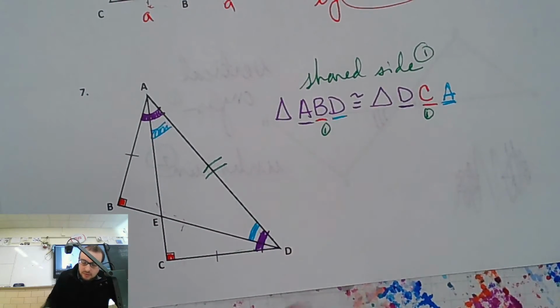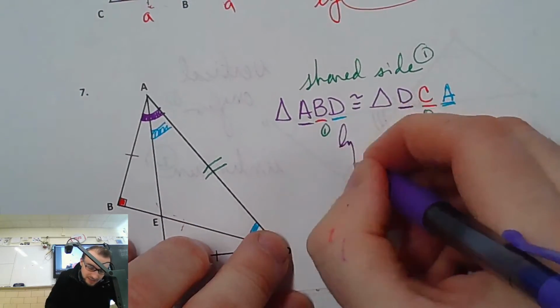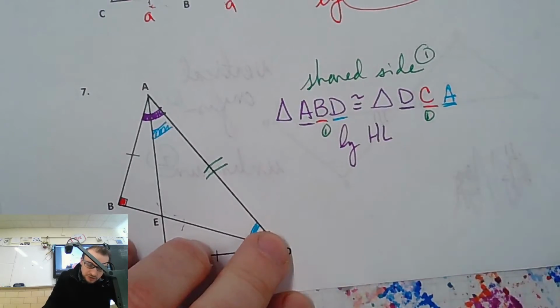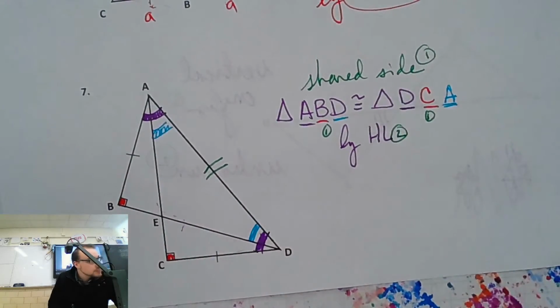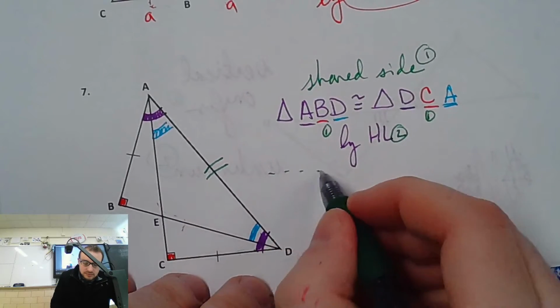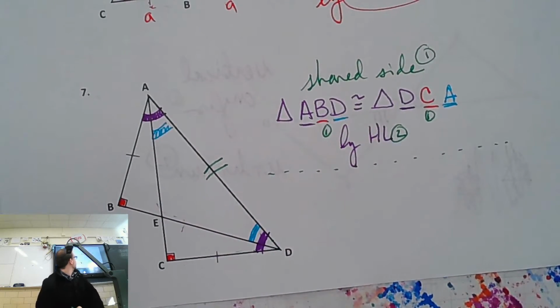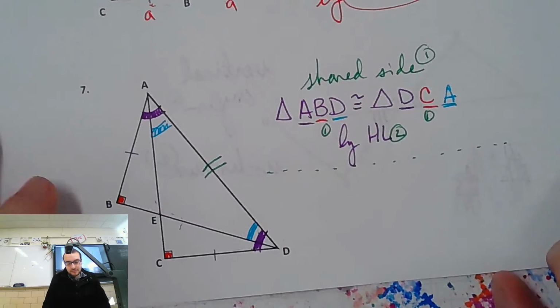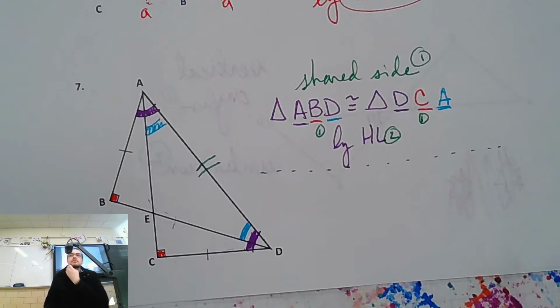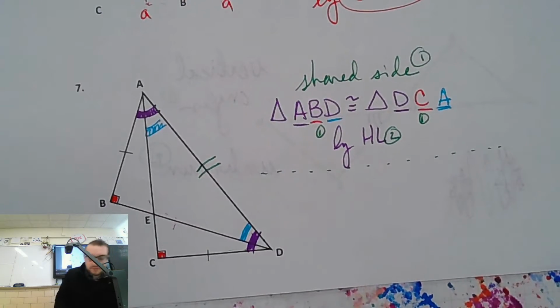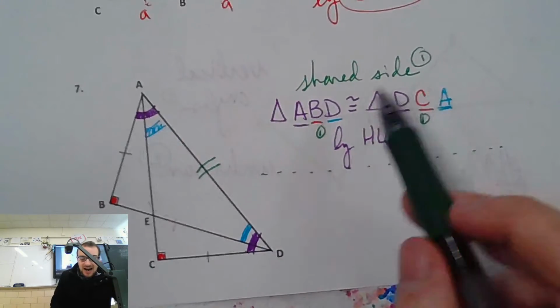We know that they're congruent by HL, which is going to be 2 points. That's 5. Can you go back to number 5? No. Cool, I'll go back later. We're not done with 7, Danny, that's why. That's 5, but we're not done yet.